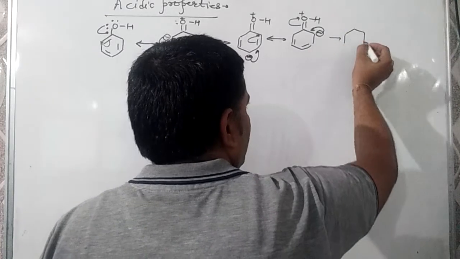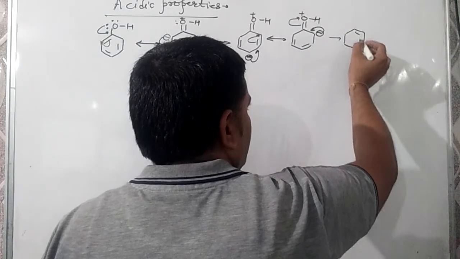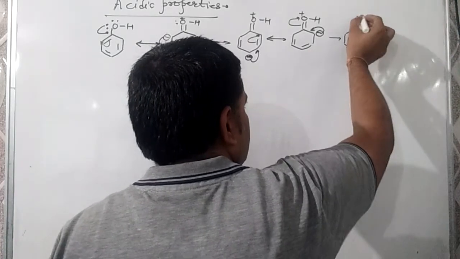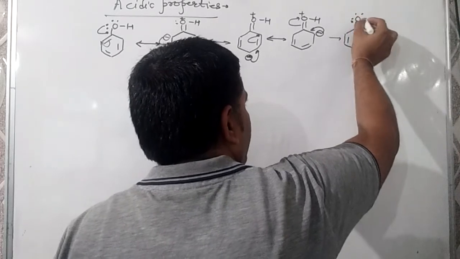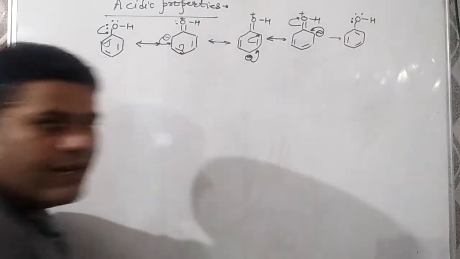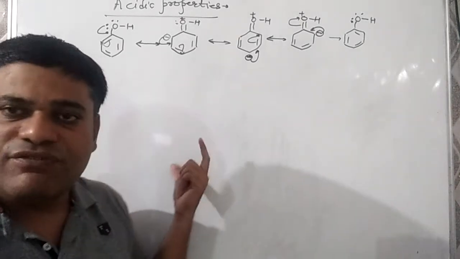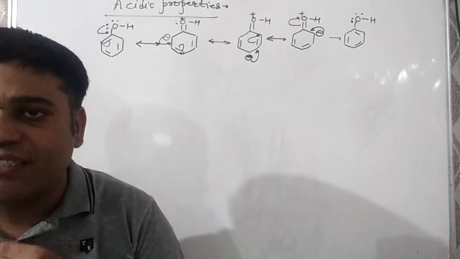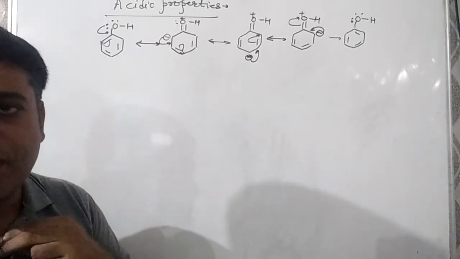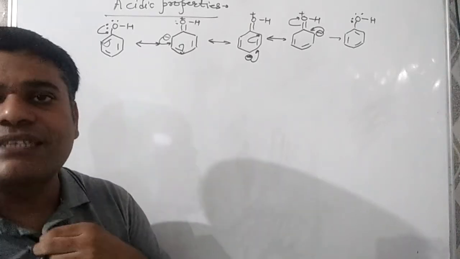So phenol can have 5 resonating structures, but among these, 3 are equivalent and 2 are equivalent, because in 3 structures there is a separation of charge, but in 2 structures there is no separation of charge. That's why equivalence is less.